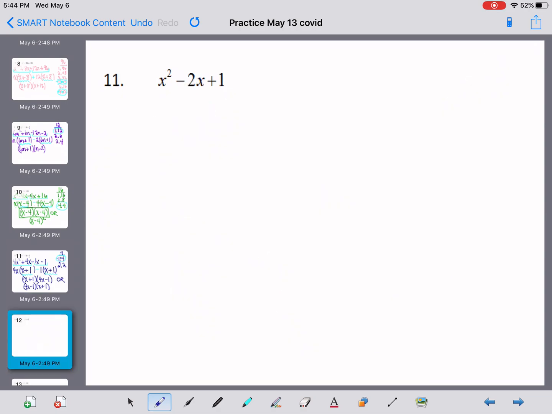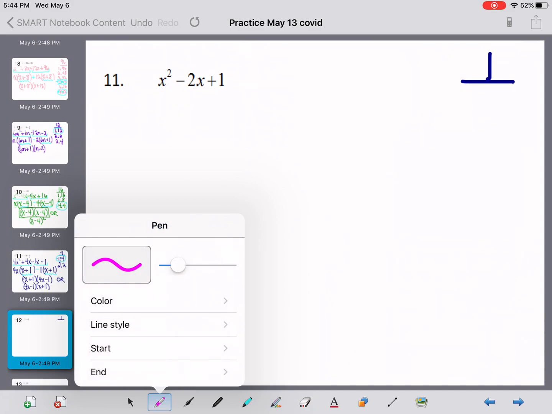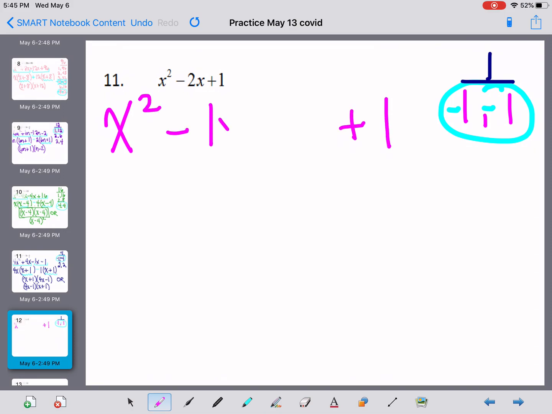Problem number 11. No number in front of the x squared term. 1 times 1 is 1, and our only factors of 1 are 1 and 1. And we can get them to combine to be 2 simply by doing negative 1 and negative 1. So we've got x squared plus 1 over here minus 1x minus 1x when we split the middle.